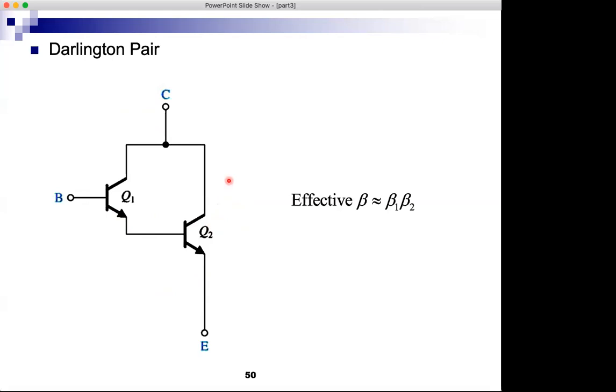The beta can be maybe 5000, 10000, 20000, very, very large beta. And in this case, the base current becomes very, very small and the input resistance becomes quite large.